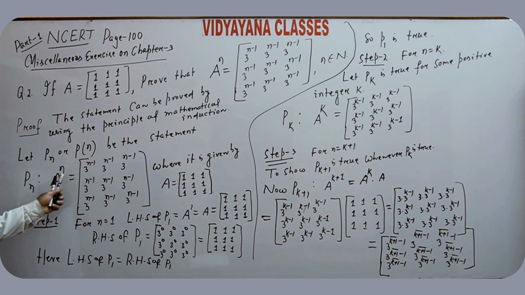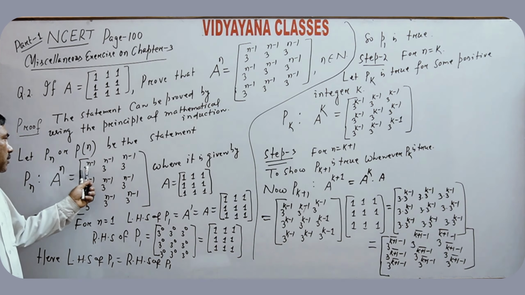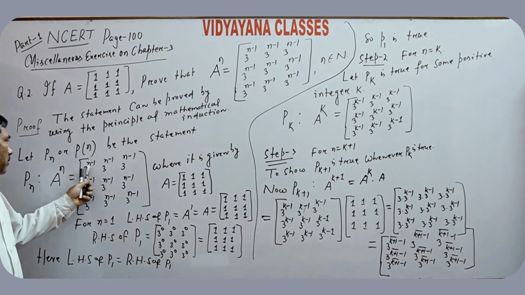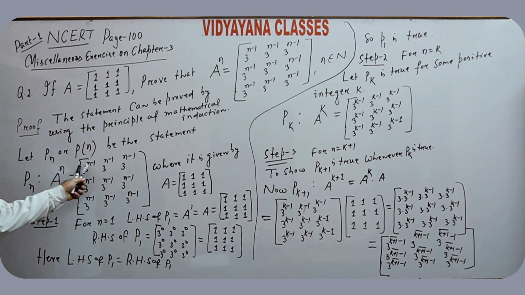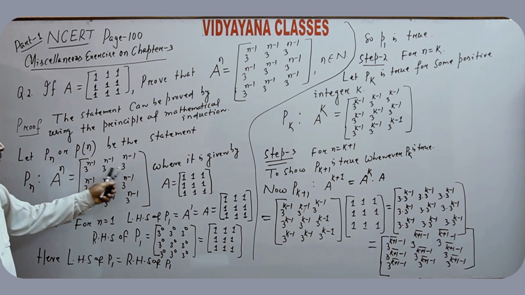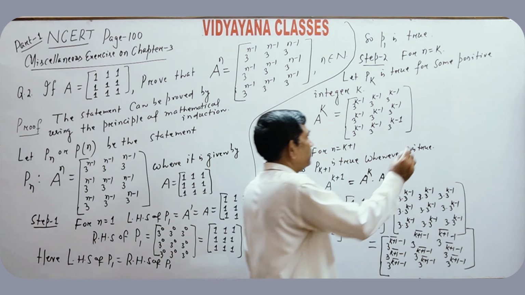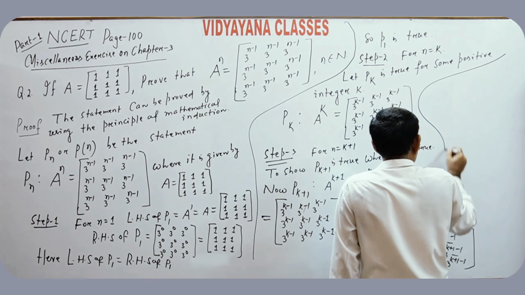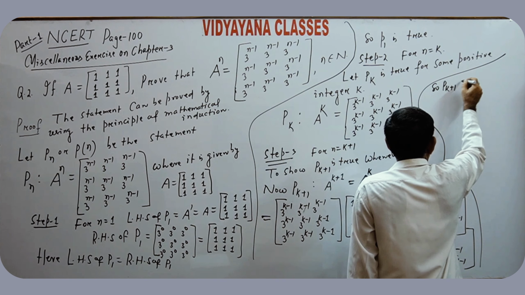When n is replaced by k plus 1 in the left side, and in the right hand side as well, n is replaced by k plus 1. So P(k plus 1) is true.